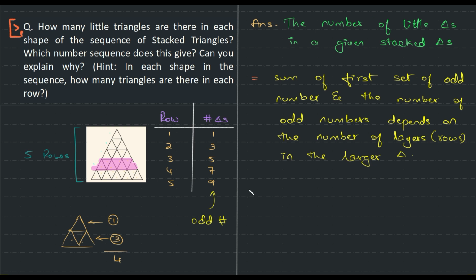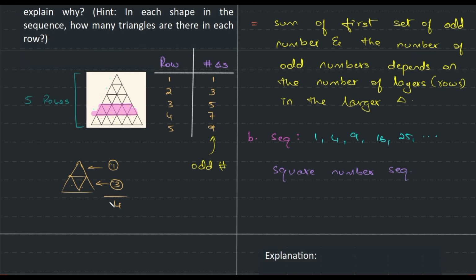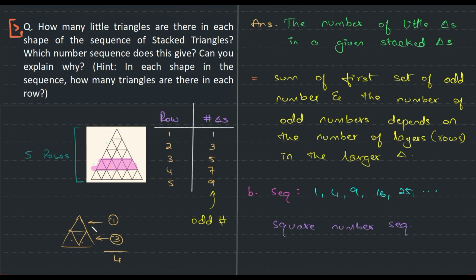Okay, which sequence? So let's call this part B. The sequence that it follows is 1 and then 1 plus 3, that is 4, and then 1 plus 3 plus 5, that is 4 plus 5, that is 9, 9 plus 7 is 16, 25, and so forth. So this is basically your square number sequence that it follows. Now, can you explain why? Can you explain why does it happen? Actually, the answer is there. Because it's the sum of first set of odd numbers added in sequence. The number of odd numbers depends on the number of layers. So it has to be so.